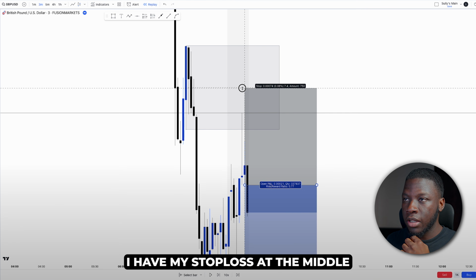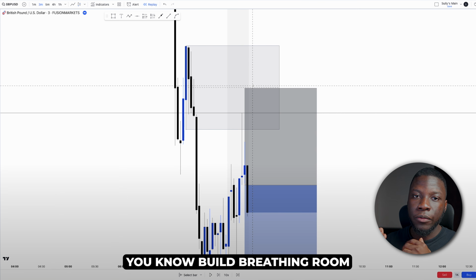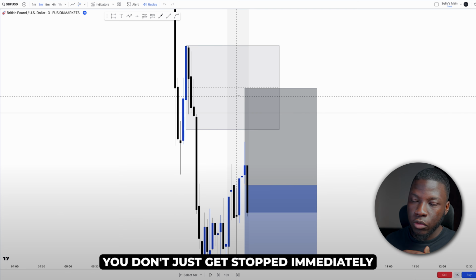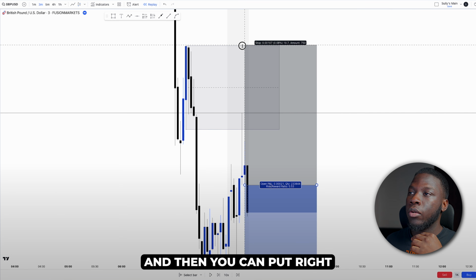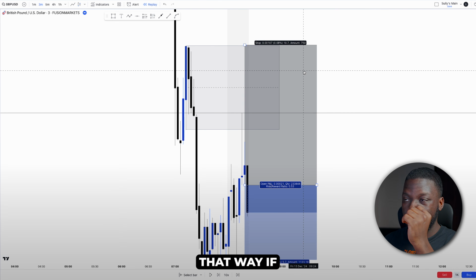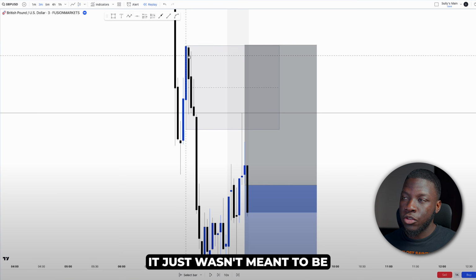Sometimes you will see in my videos, I have my stop loss at the middle. This just gives you a bit of breathing room, just so if price does want to go back up again and test the zone again, you don't just get stopped out immediately. And then you can put it right outside the zone. This is the safest option. That way, if price is to go all the way up here, you know, okay, cool, this trade is completely invalid. It just wasn't meant to be.